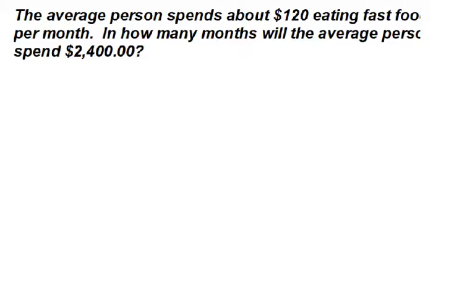Alright, the average person spends about $120 eating fast food per month. In how many months will the average person spend $2,400? Okay, so we know every month we're spending 120. So do we start at 120? No. That's how it's growing, right?